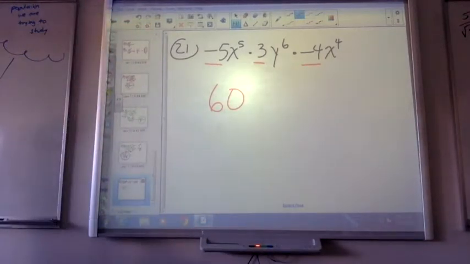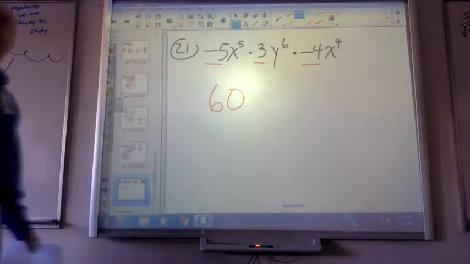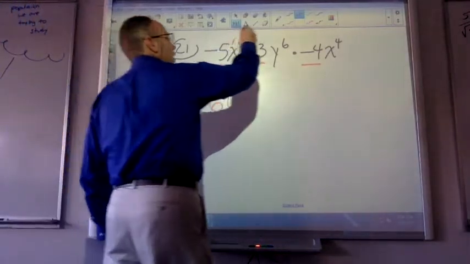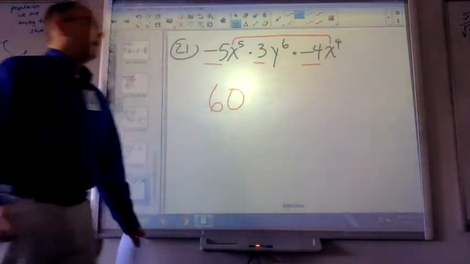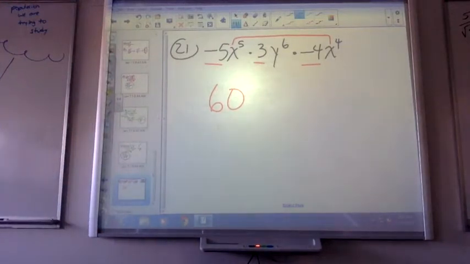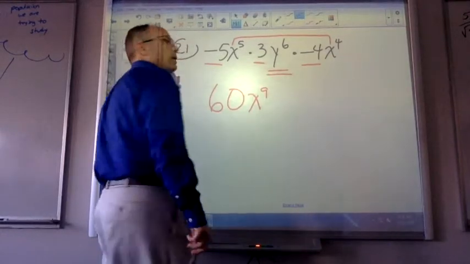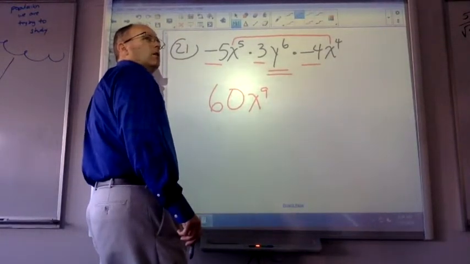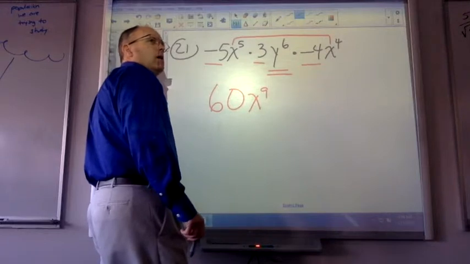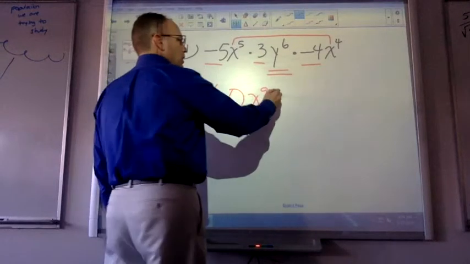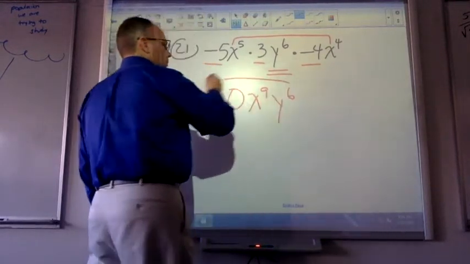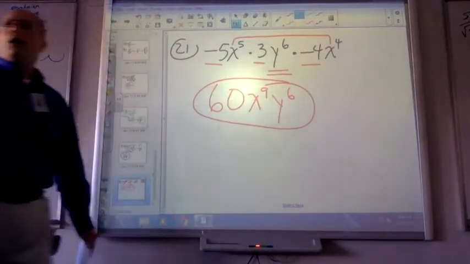Do I have x's that I can combine together? I have this one and I have this one. X to the 5th, x to the 4th. Like bases being multiplied together, we count up the exponents. How many exponents do we have? X to the 9, good. What happens to this? Does it cancel? Does it fly away? Do we ignore it? No, it comes down. That little stepbrother shows up that you don't really want to hang out with you.